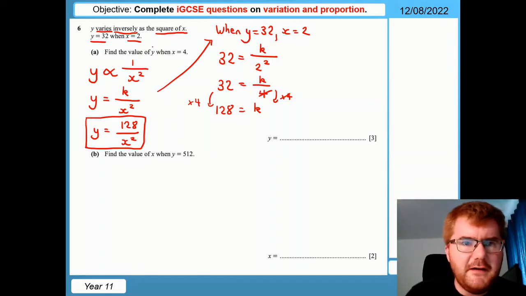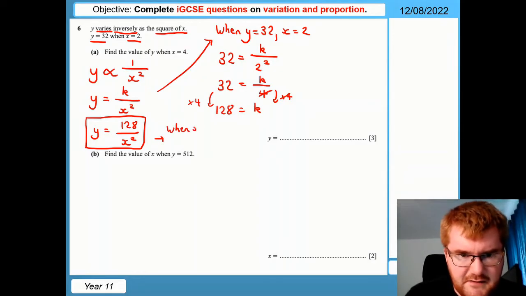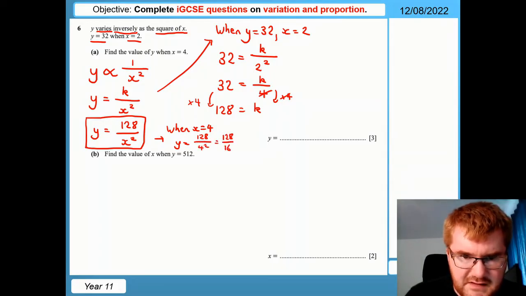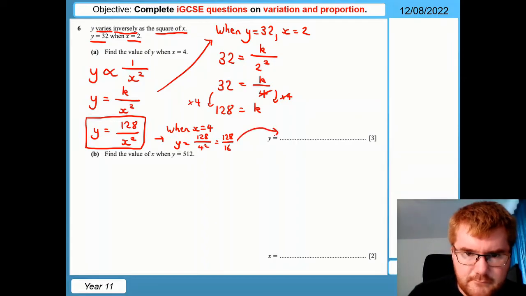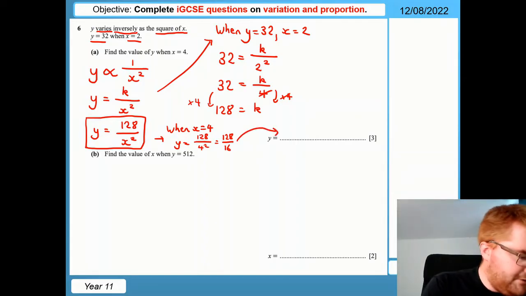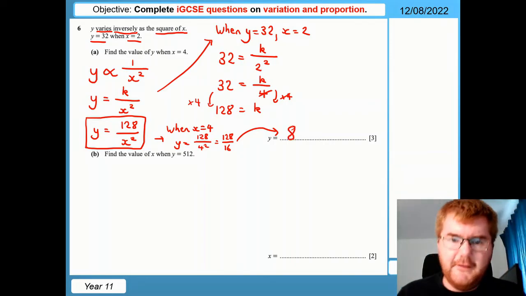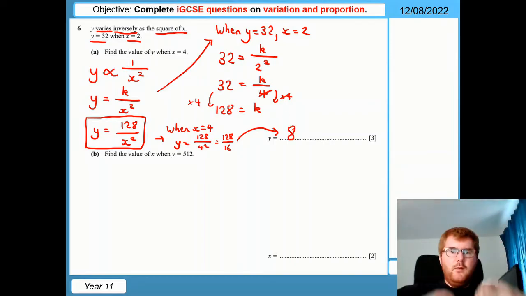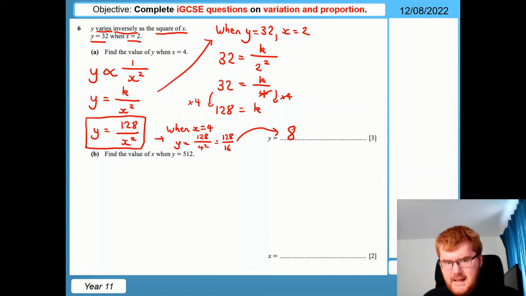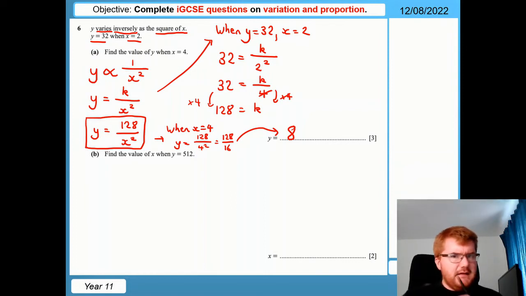We need to work out the value of y when x is 4. So when x is 4, y is equal to 128 over 4 squared, so 128 over 16. And if you do that on the calculator, I'll just do it here very quickly. That's equal to 8. So our final answer here is just a number, y is equal to 8. Now the last one needs a little bit of care.